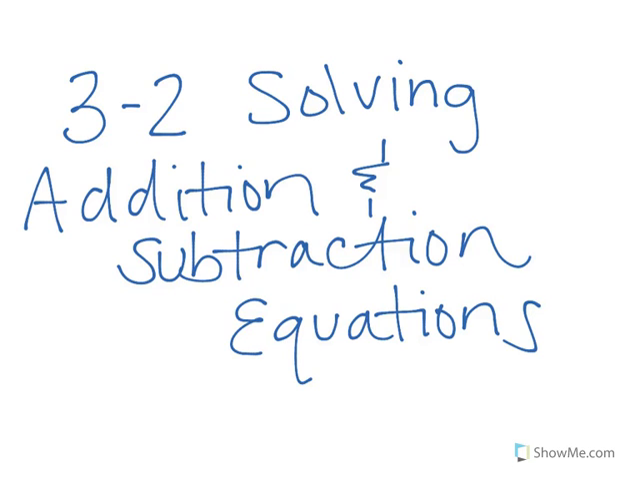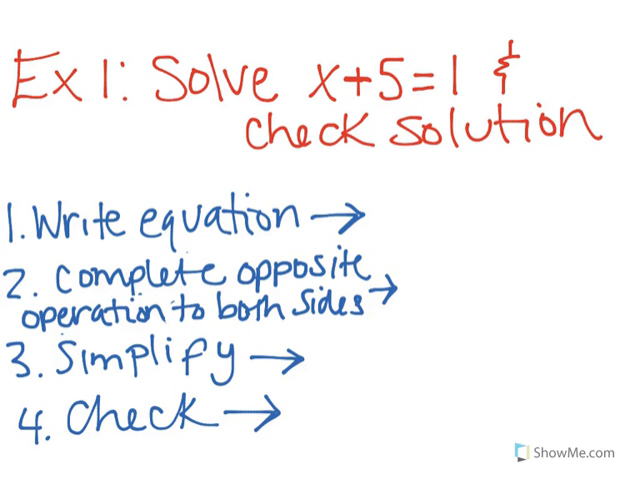This lesson is on section 3-2, solving addition and subtraction equations. So my first example is to solve the equation x plus 5 equals 1 and to check the solution. You can think of it as some number plus 5 equals 1. My first step is to write the equation, so I'm just going to rewrite x plus 5 equals 1.